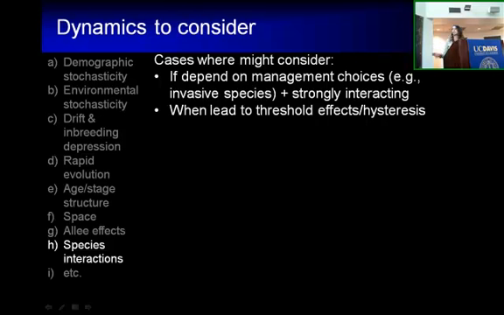If you have strongly interacting species, say a specialist predator, where you have a strong dynamical feedback, disease dynamics might be another example. And if your species interactions can fall back to your management choices, like with invasive species. And one case that comes up quite a bit is when species interactions lead to threshold effects that can look quite a bit like Allee effects.